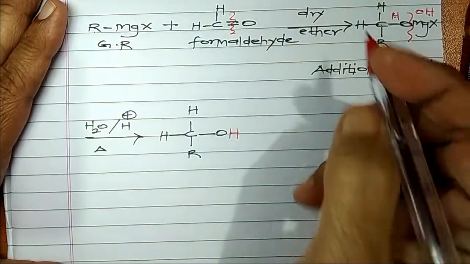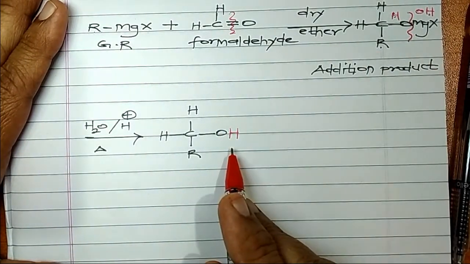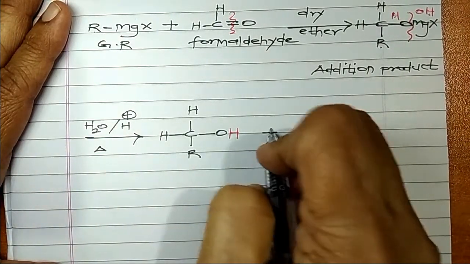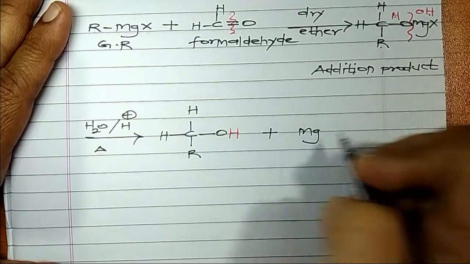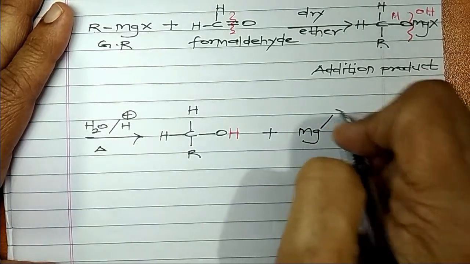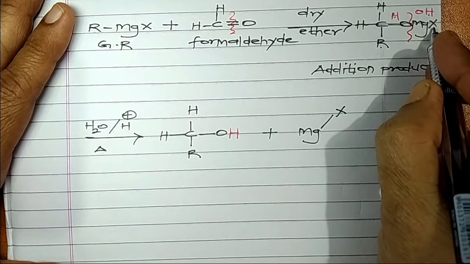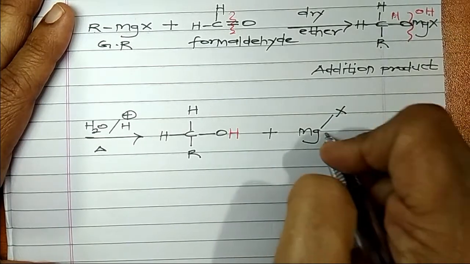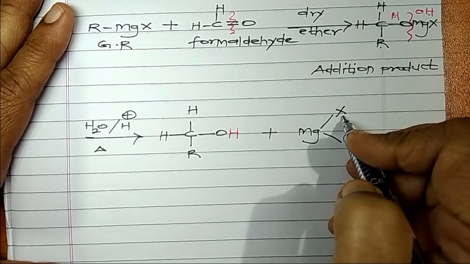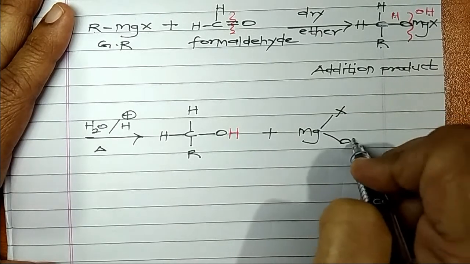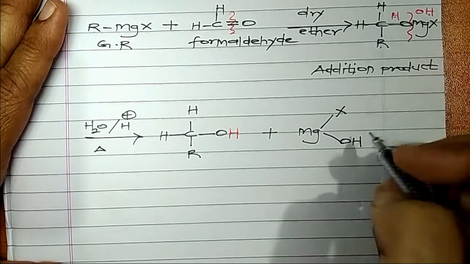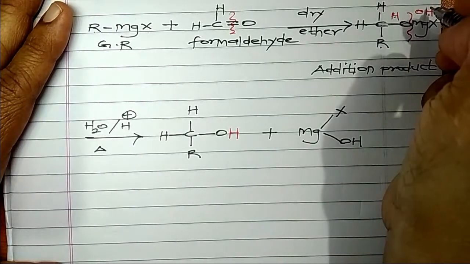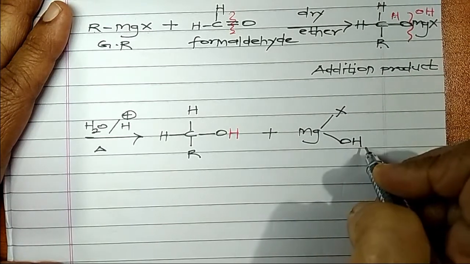For you to understand, I have written it in red pen. Plus, this is my main product. Plus, I have got Mg and X, the halogen atom. Magnesium valence is 2. One goes here, one goes here. On one side I put the halogen atom, on the other side I put this OH group. Where is this OH group coming from? Water, you remember, HOH. So here it is, that OH.